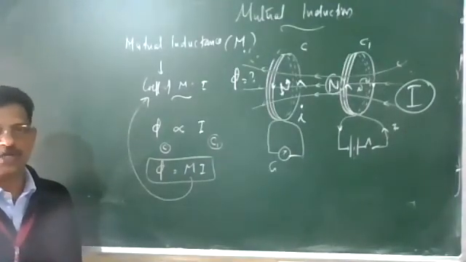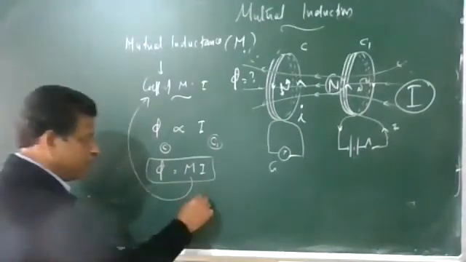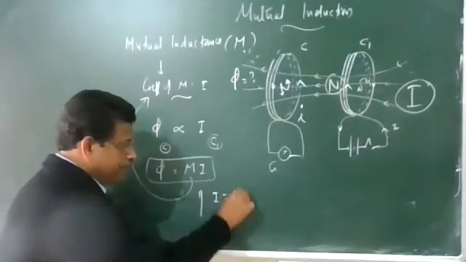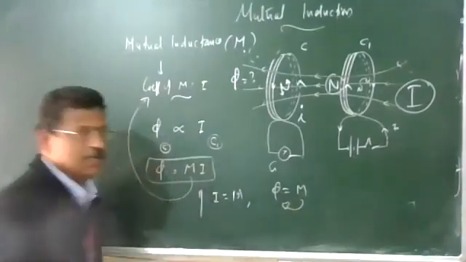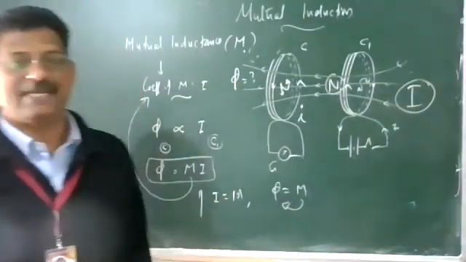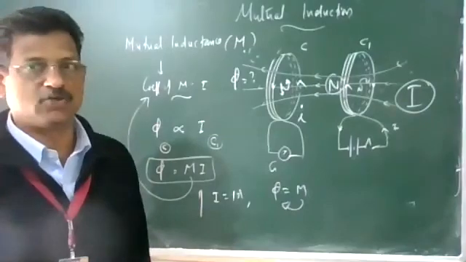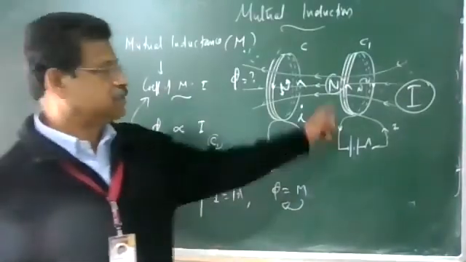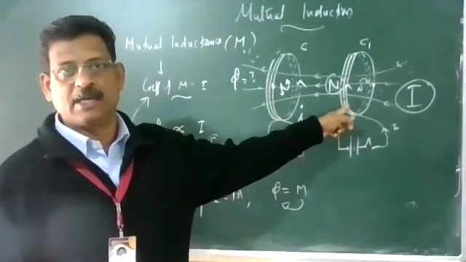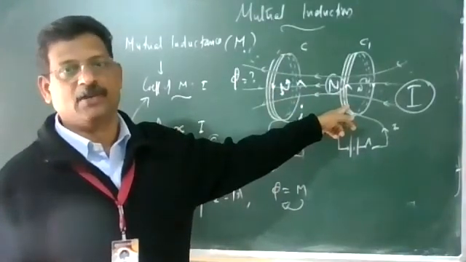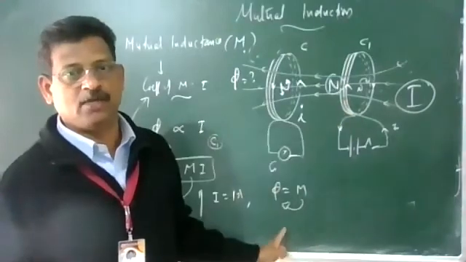So define mutual inductance. If I equals 1 ampere, then phi equals M. So M is numerically equal to the mutual inductance. It's a term just like resistance or capacitance or inductance. The term is numerically equal to the flux in one coil when 1 ampere current is flowing through the nearby coil. So this is one equation.